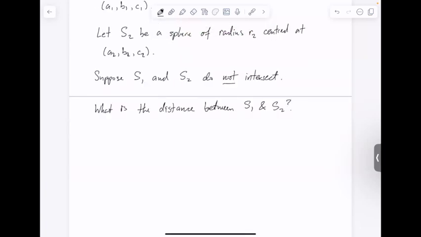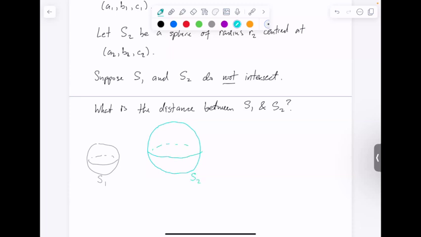So let me draw a schematic here, maybe. Say S1 is here, and it's like the moon orbiting the Earth or something, right? So here's S2. They don't intersect. They have centers at various points, so each has a center here and some radius. Maybe I'll give you a couple minutes to think through this. How might we find the distance between S1 and S2, given the information we know? We know the centers of these points, and we know their radii.